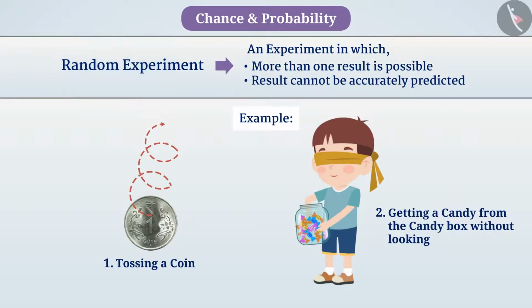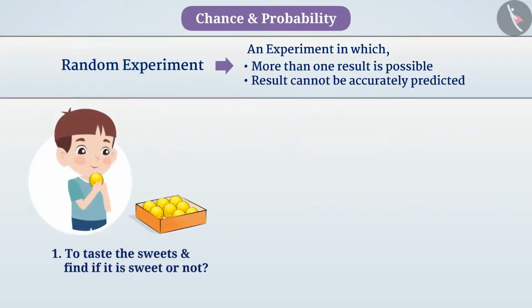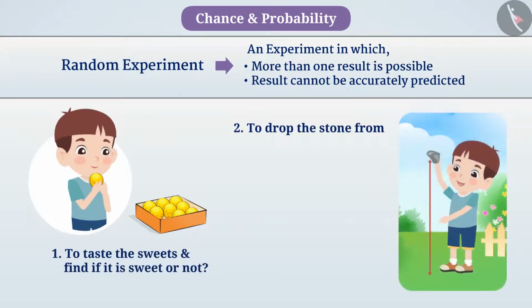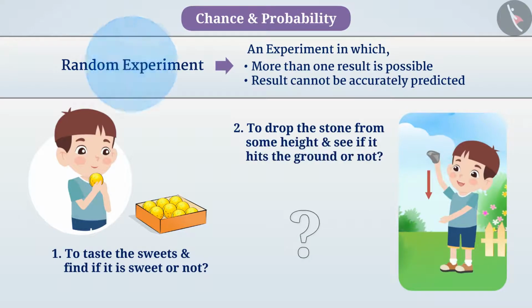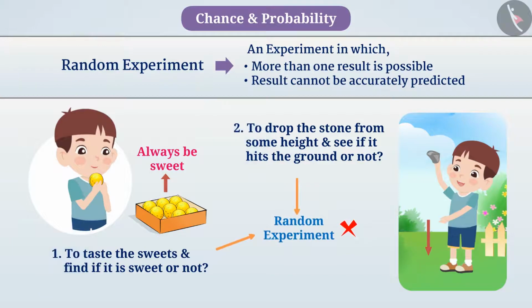Can you tell me if the experiments like to taste the sweets and find if it is sweet or not, to drop the stone from a certain height and see if it hits the ground or not, are also random experiments? Think. Sweets will always be sweet. Similarly, if anything falls from some height, it definitely comes to the ground. That means, in such situations, we know in advance the result of such experiments. Therefore, we cannot call them random experiments.